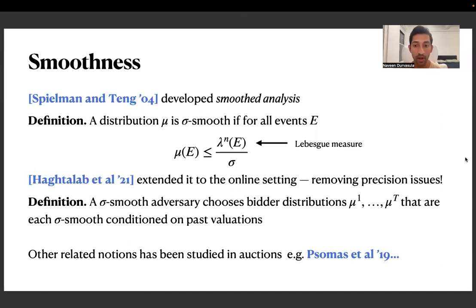Haghtalab et al. extend this to the online setting and remove precision issues from multiple online optimization problems. And we extend their definition here. We say that an adversary is smooth if each of the bidder distributions are smooth, conditioned on past valuations.